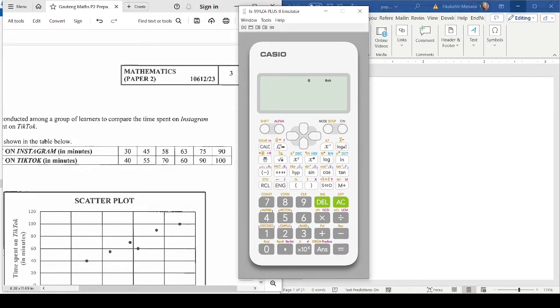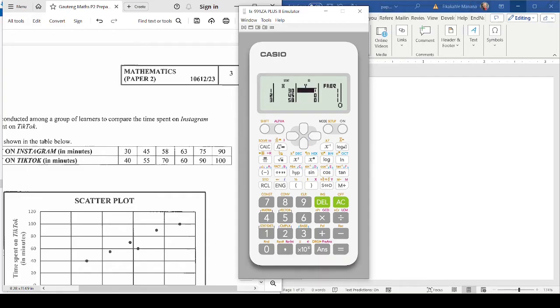There is our calculator. So we go mode, we go stat, which is number 3, and then it's 2 variables here. So we press 2. X will represent Instagram. So we'll put the data for Instagram, which is 30 equals, 45 equals, 58 equals, 63 equals, 75 equals, and then 90 equals. That's it. Go to the side and go upstairs.